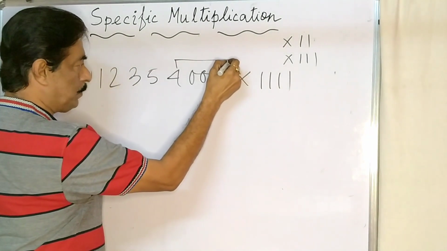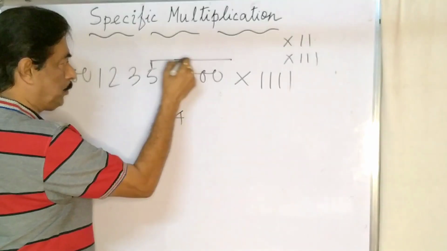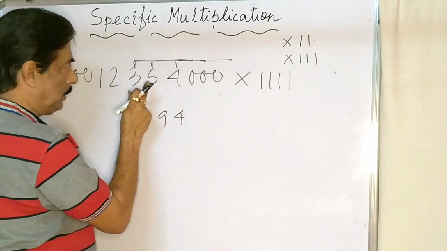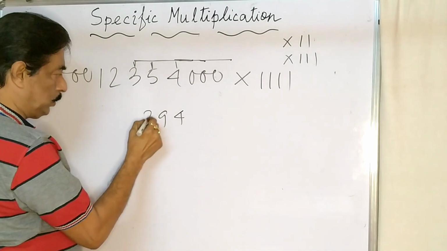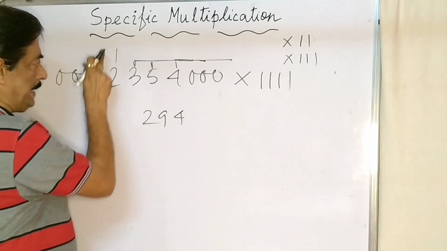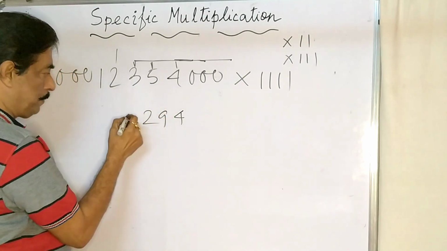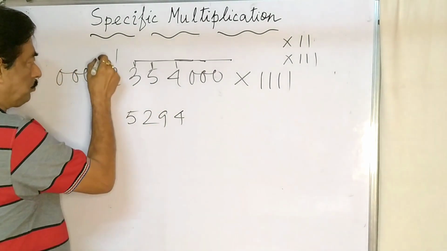4 plus 0 plus 0 plus 0 is a 4. 5 plus 4 plus 0 plus 0 equals 9. 3 plus 5 plus 4 plus 0: 8 and 4, 12, so 2, carry 1. 3 plus 3, 6 plus 5, 11 plus 4, 15, so 5, carry 1.